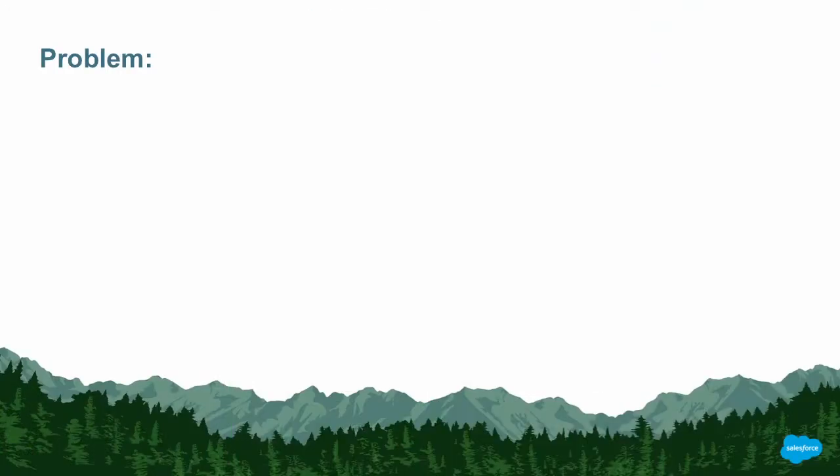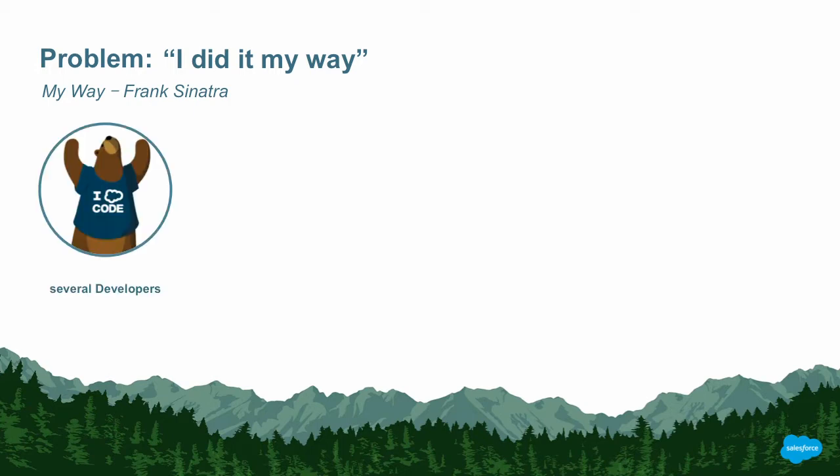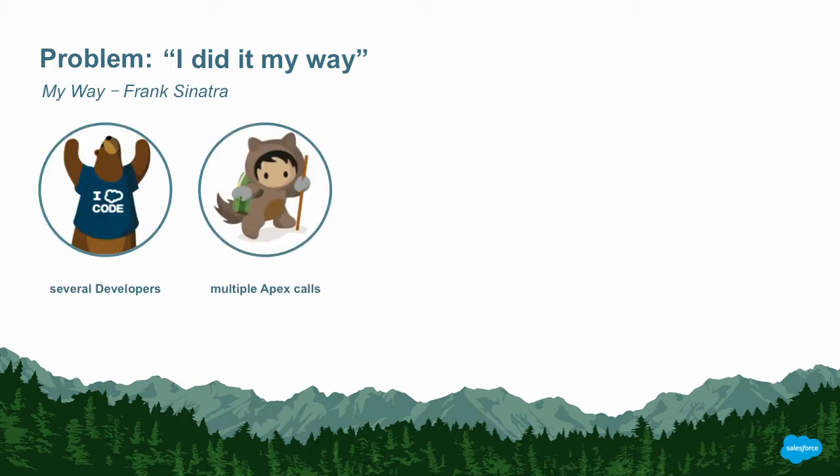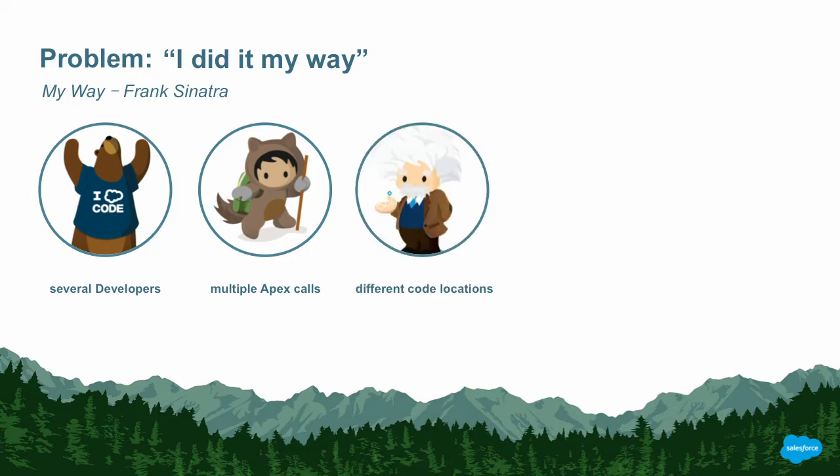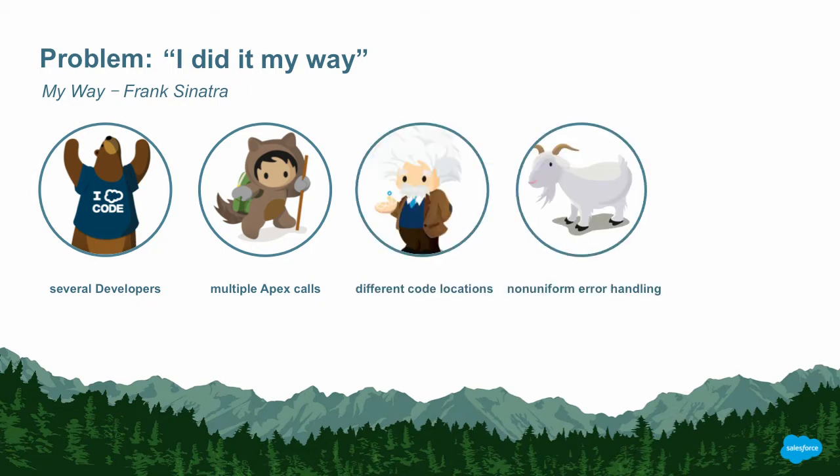So what's the problem behind this? The problem is that every developer I know so far is a huge Frank Sinatra fan, because every developer says, I do it my way. So you will probably implement it differently from developer to developer. With several developers, you will have multiple Apex calls in your project and different code locations to manage. You have non-uniform error handling: how you respond to errors, show an alert, make a console log, use a toast, use your own component.